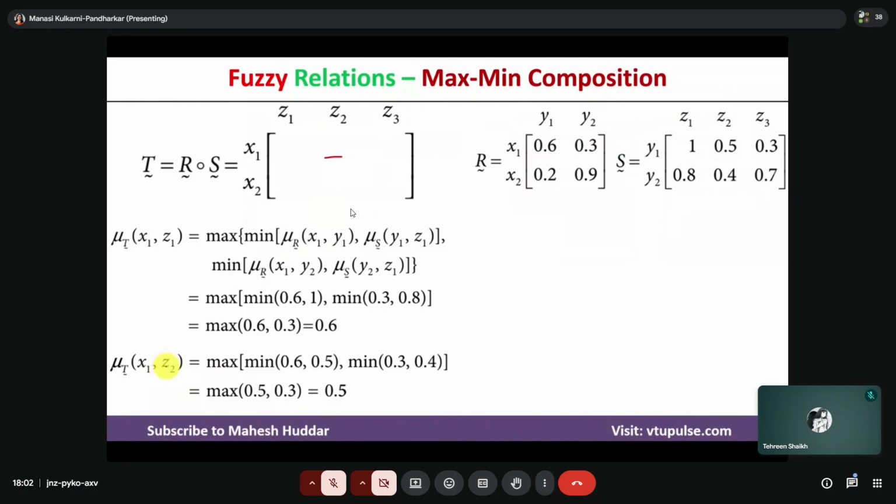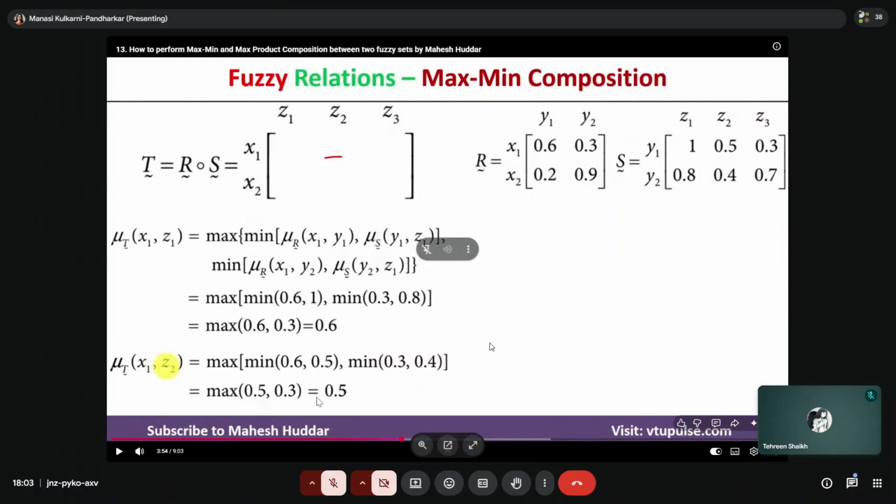Which one? x1 to z3? Yes, x1 to z3. Okay. So x1 to y1 is 0.6 and y1 to z3 is 0.3. So this minimum is 0.3, and then 0.3 and 0.7, again 0.3. So the maximum out of it is 0.3. Correct. Very correct. Very good. So got it now, max-min composition, all of you, how to do this? Okay. Everyone, have you written this point? First of all, tell me, everyone. I'm waiting.